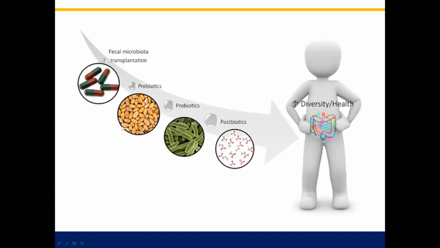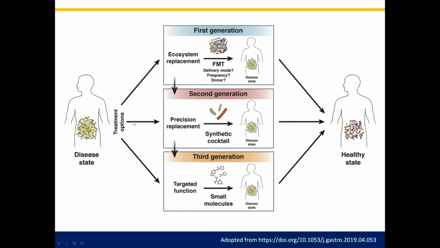We have different kinds of applications like fecal microbiota transplantation, prebiotics, probiotics and postbiotics, which are successfully used to increase the diversity of the gut in an individual. And this is another study which says how we can use this microbiome study to bring a diseased individual back to a healthy state. Like, we have three different kinds of treatment options.